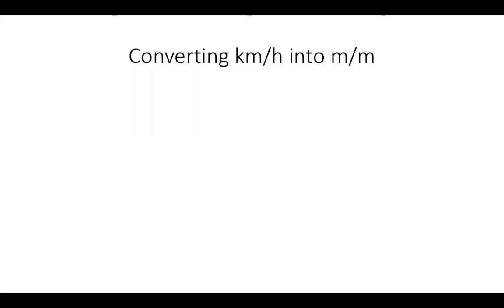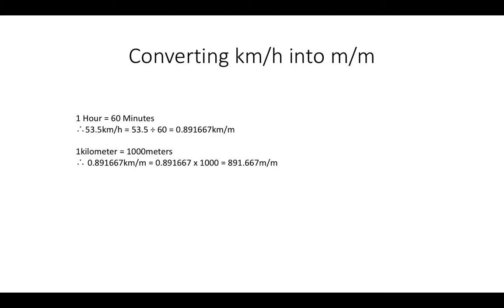Now the next step is we're going to be converting kilometers an hour into meters per minute. As we know, 1 hour is equal to 60 minutes, so therefore 53.5 kilometers an hour is equal to 53.5 divided by 60, which will result in our 0.891667 kilometers per minute. As we also know, 1 kilometer is equal to 1,000 meters, so therefore our 0.891667 kilometers per minute is equal to 0.891667 multiplied by 1,000, resulting in our 891.667 meters per minute. So therefore, 53.5 kilometers an hour is equal to 891.667 meters per minute.